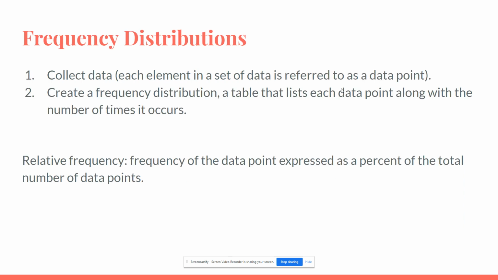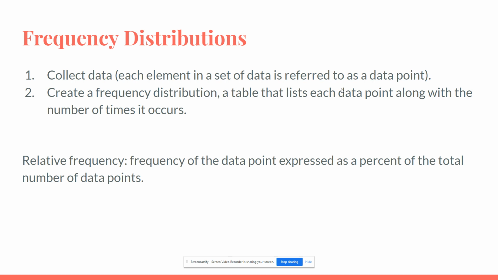Next, we've got frequency distributions. So this is just a fancy way of saying frequency tables. And this is the first part when we're dealing with any data. We're going to collect all the data, and then we need to organize it. We need to put it in a way that we can use it efficiently. So steps here to use a frequency table is collect that data, there it is, and then make a table that lists each data point along with the number of times that it occurs, right?